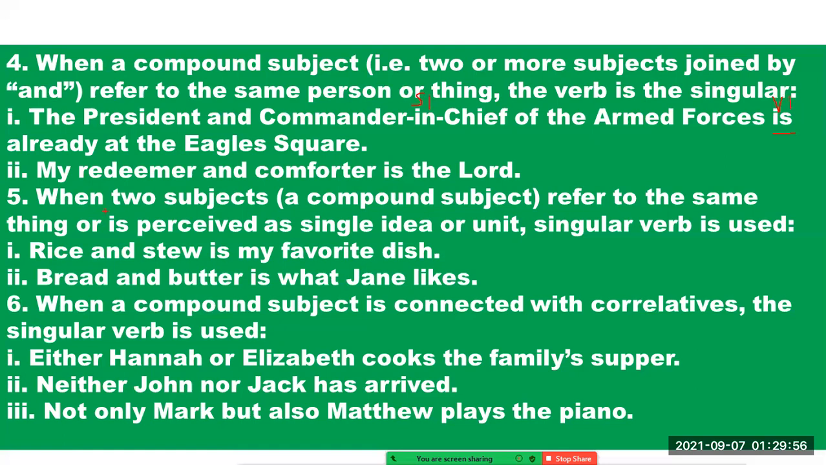Now, sentence II, my redeemer and comforter is the Lord. Now you can see my redeemer is my comforter as well. So we are not referring to two different persons here. You know, my redeemer is also my comforter, of course, and it's also the Lord. So you can see that this has to do with semantics.